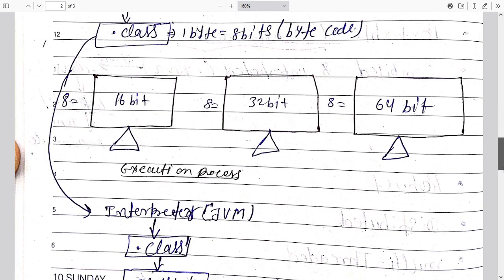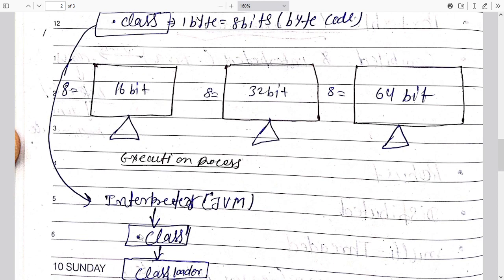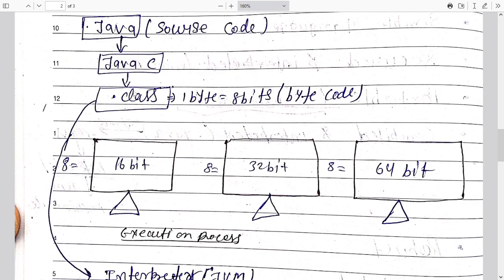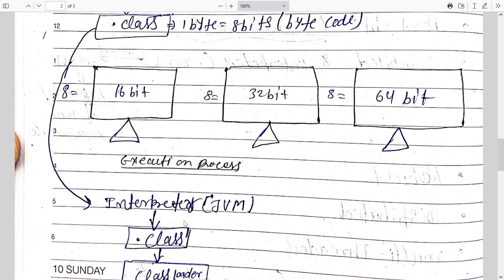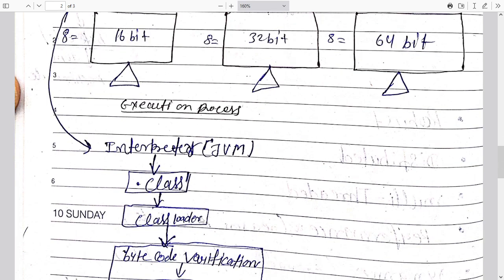The bytecode is converted with the help of the interpreter. Bytecode is also known as the class file, so dot class and bytecode are the same thing. So the javac compiler compiles our source code and a dot class file, the bytecode, is created. The interpreter then interprets our dot class file and gives it to the class loader in the system to load all these classes, which is a low level language.